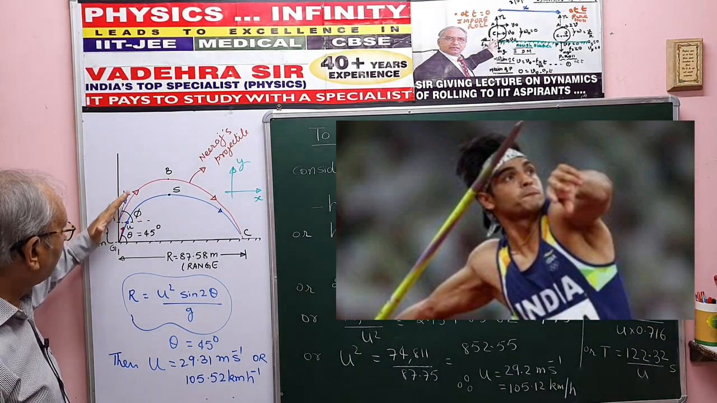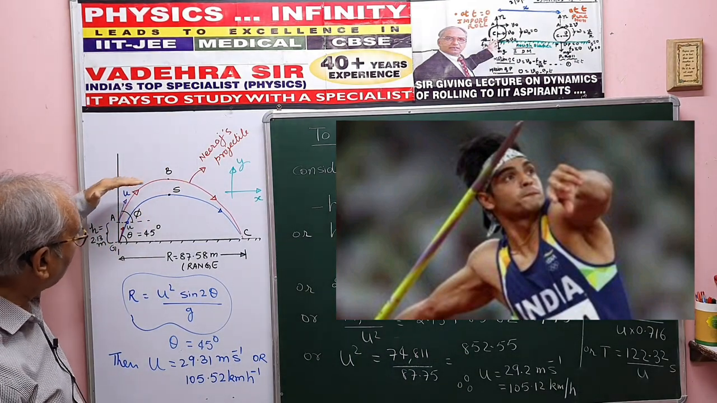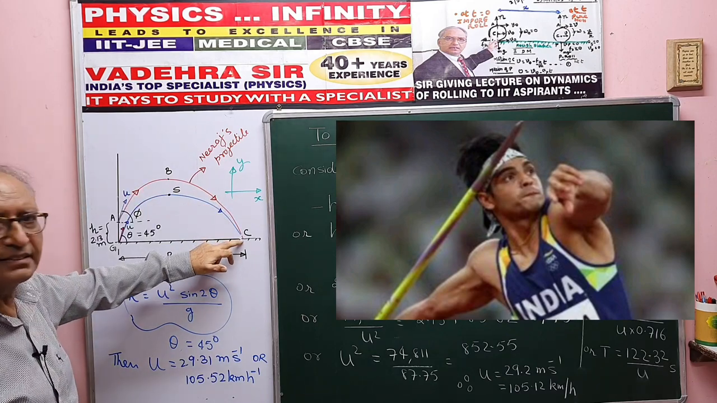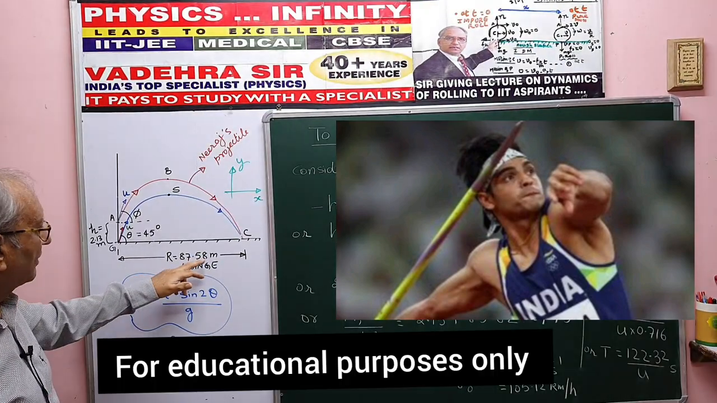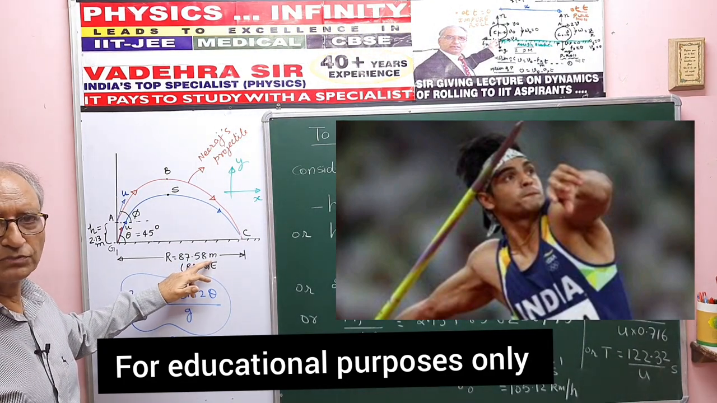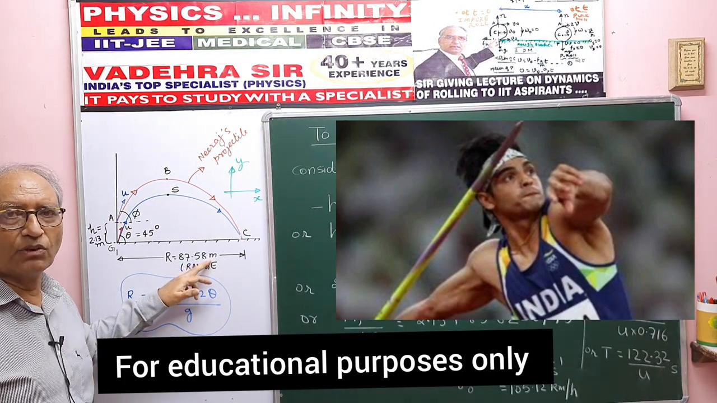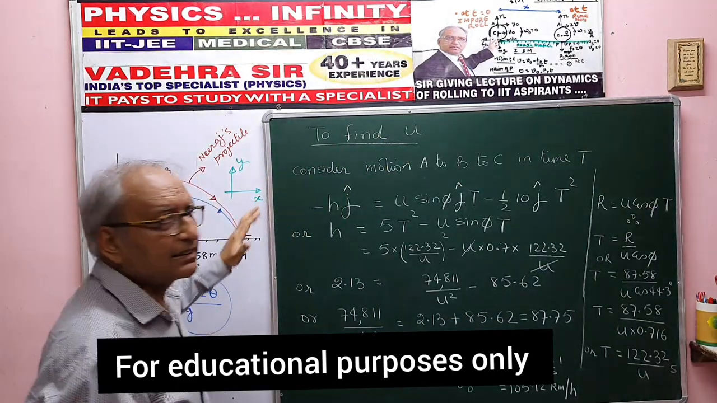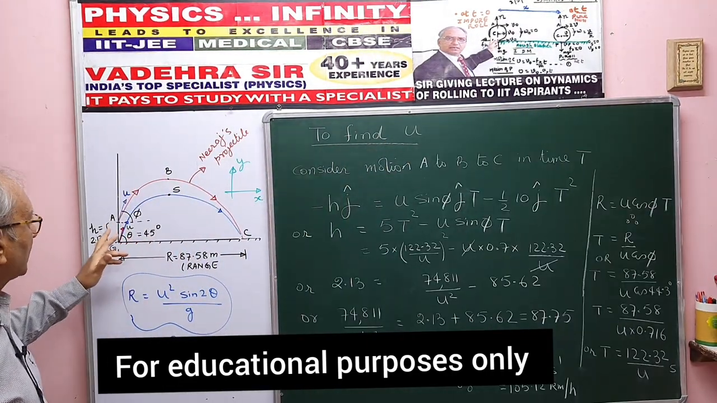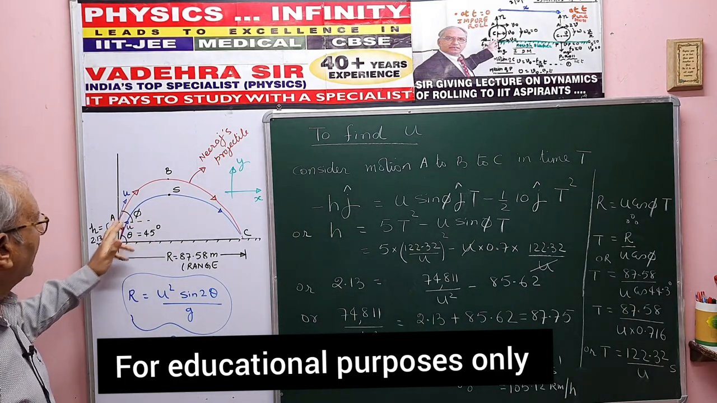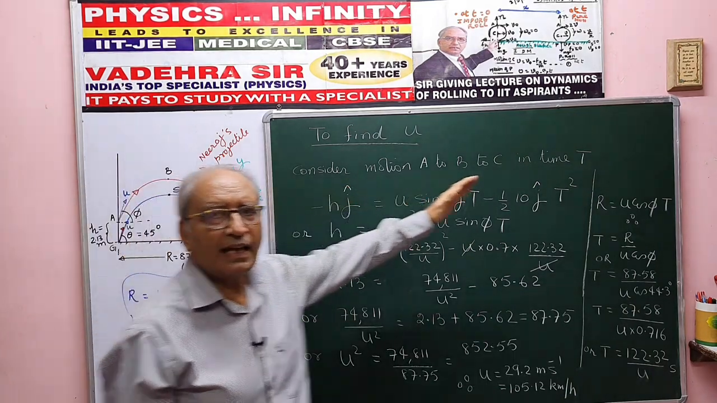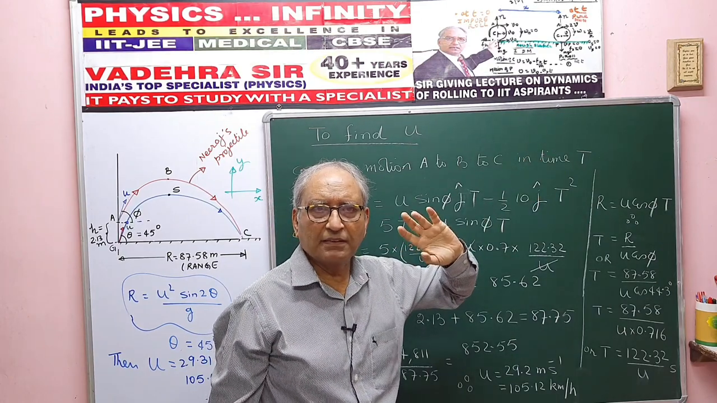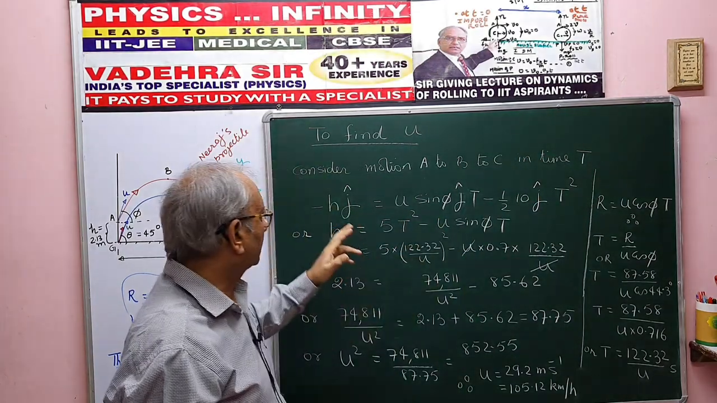And this is the red curve, the flight of Neeraj's javelin. It landed at C, 87.58, the golden throw, let's call it the golden range. To find u, let me consider the motion along the red trajectory, A to B to C, and that's in time capital T.